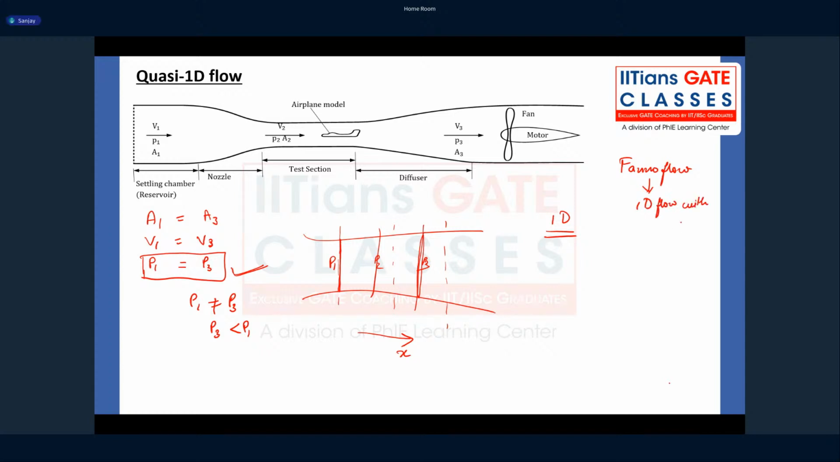So you see in Fanno flow, when a flow passes through a straight duct with friction, the pressure reduces. It can be a subsonic flow or a supersonic flow. If it is a subsonic flow, the pressure decreases. If it's a supersonic flow, the pressure increases. So here it is a subsonic flow. So P3 is always going to be less than P1. There is going to be a boundary layer on the walls of the tunnel. Because of the boundary layer, there are going to be flow losses, right? So finally, the flow that you get at the exit is not really going to be of the same quality as the flow that you started at the inlet. That is the reason.